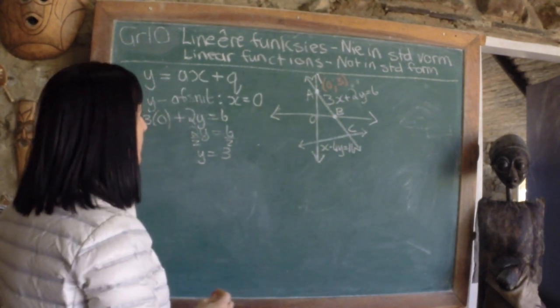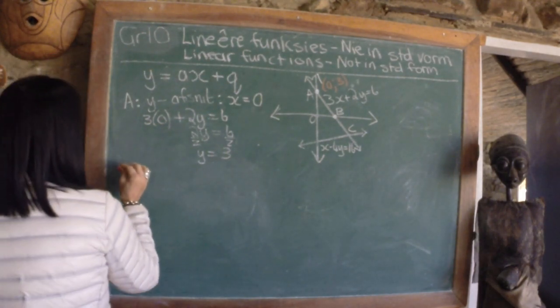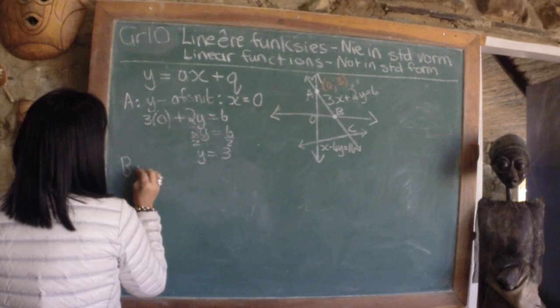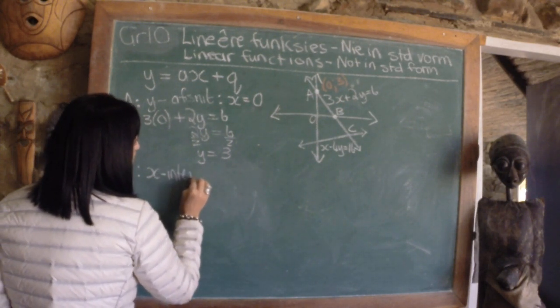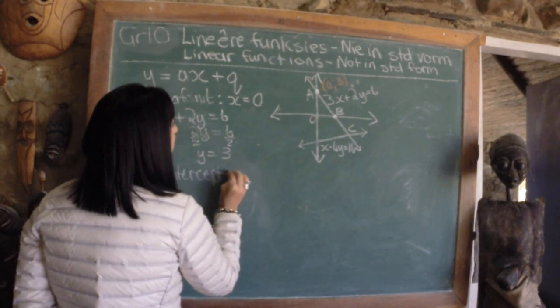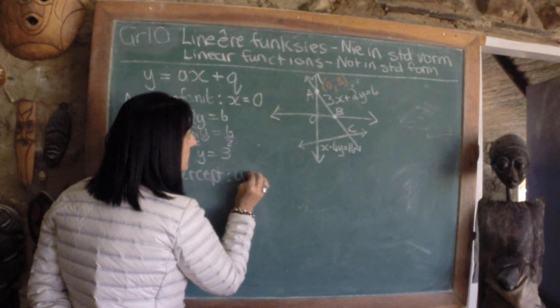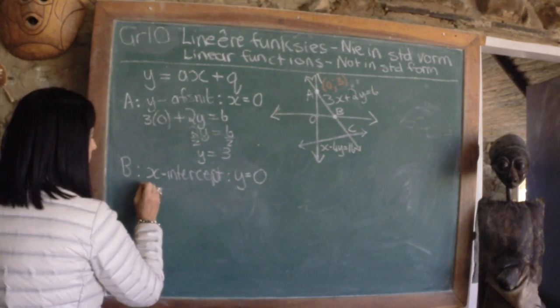So let's get the b. That's the x-intercept. So wat sal ons doen? Ons gaan dadelik, we're going to determine our x-intercept. How do we do that? We make y 0. Dis mos hoe ons dit doen. So kom ons gaan doen dit.